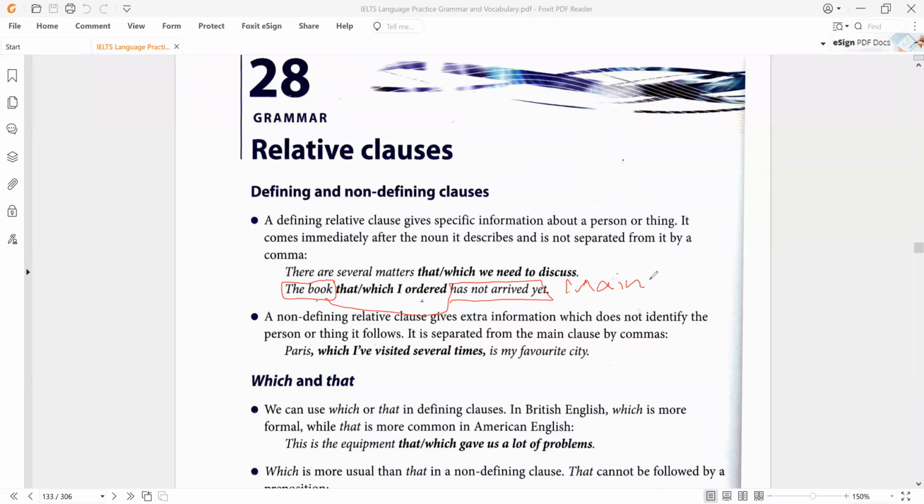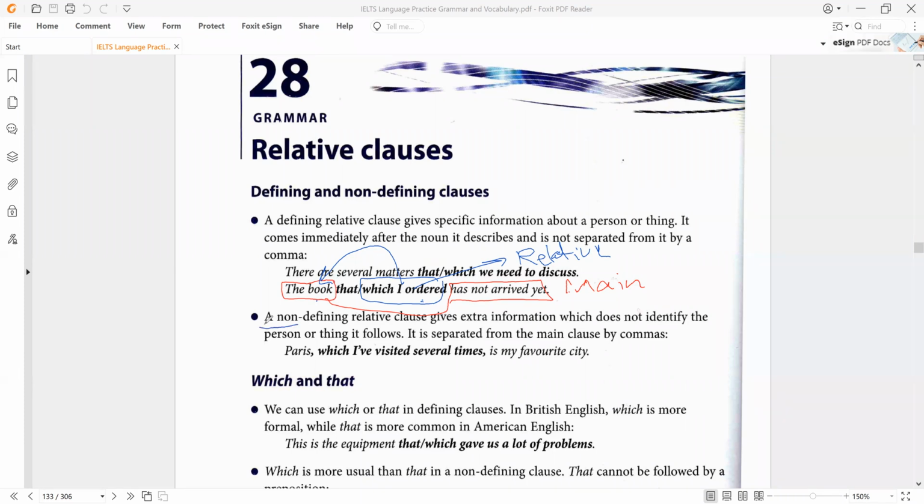If I tell you now, the book hasn't arrived yet, you understand what I'm talking about. But if I just say, which I ordered, you ask me, ordered what? Ordered what? So this is a relative. Okay, so defining clause or defining relative, define معرفة تعرف الاسم الذي تأتي بعده. The book which I ordered هذه defining تعرف. The book hasn't arrived yet. Of course, this is the main structure.